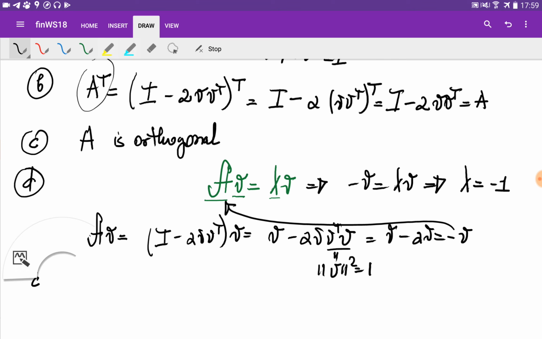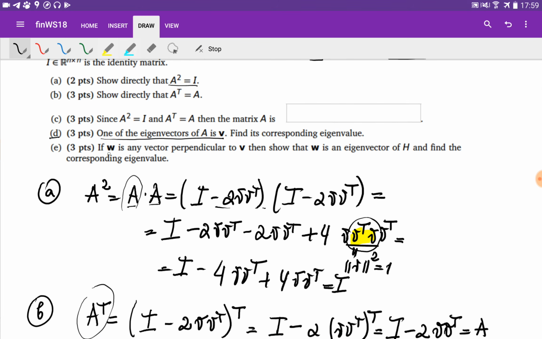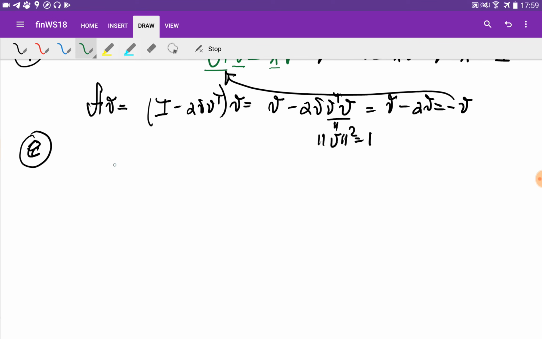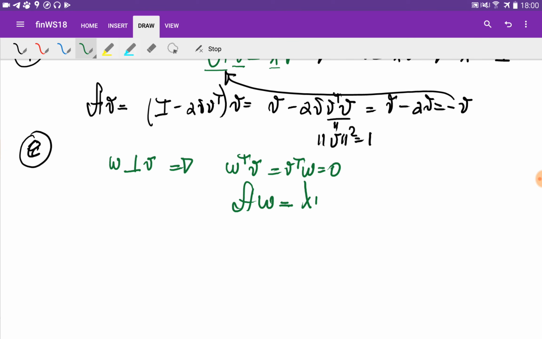In the last part, part E, it is given that some vector omega is any vector perpendicular to V. We need to show that this omega is an eigenvector of matrix A, and we need to find its corresponding eigenvalue. So let's say omega is perpendicular to the V vector. It means omega transpose V is the same as V transpose omega, which is equal to 0. We need to show that A multiplied by omega is equal to lambda multiplied by omega.